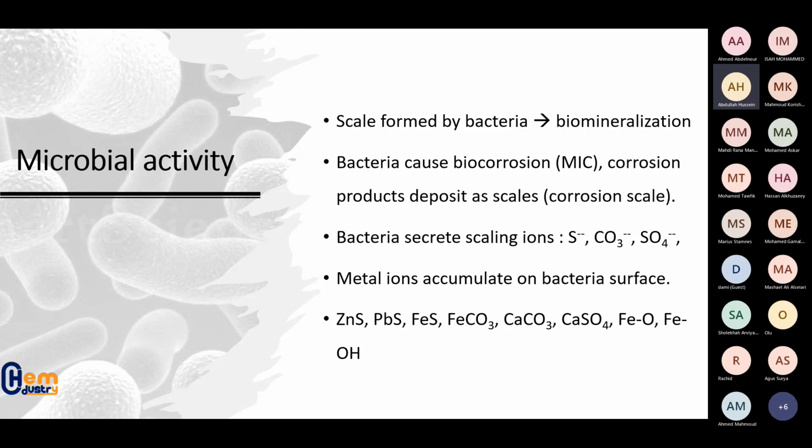The corrosion product in this case is called the corrosion scale. Or they can also trigger scale formation when they produce ions that can form scale, such as the carbonate or the sulfide or the sulfate, or they can accumulate the metal ions on their surface and work as nucleating sites for the precipitation and deposition steps. We have all kinds of scale that can form because of the bacterial activity. We have the sulfides, carbonates, sulfates, almost everything.